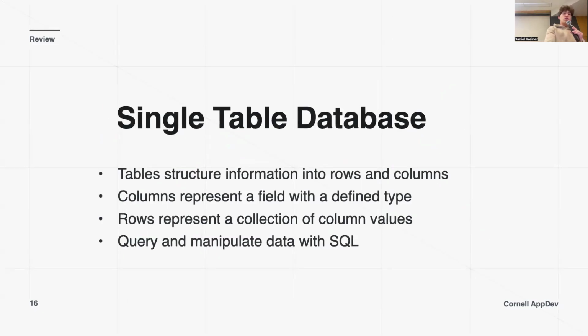So now we're going to jump into the different types of databases. First, the single table database. Here, the table structures information into rows and columns, like I previously mentioned last week. The columns represent a field with a defined type, so an example would be ID, color, or shape. And the rows represent a collection of column values. So if you had ID, color, and shape, the row would be 1, red, and square. You query and manipulate the data with SQL. Query is kind of search, and you can manipulate the data as well with insert, delete, and edit, using the different SQL statements. Remember those from last week: select, create, update, and delete.